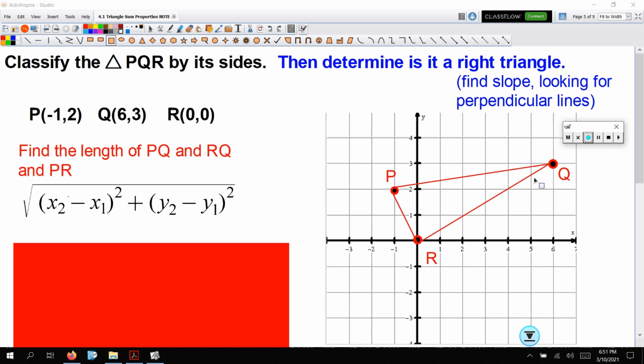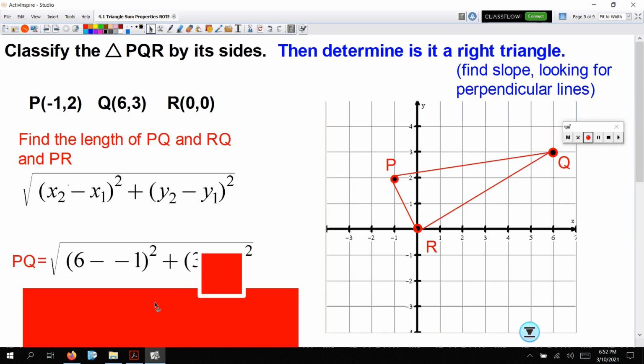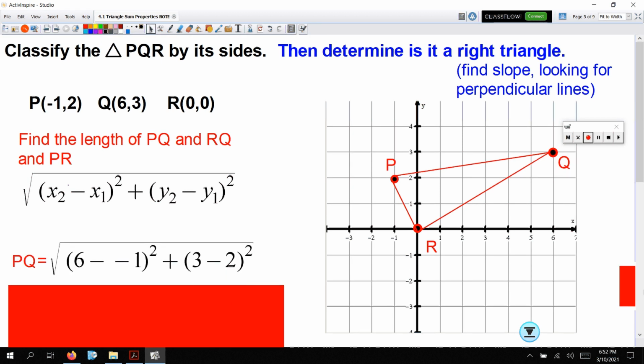I have done so on my coordinate plane here. P is (-1, 2), Q is (6, 3), and R is (0, 0). So in order to classify it by its sides, we have to find the length of all three sides. This is the distance formula in case you forgot. That's how we're going to find the length.